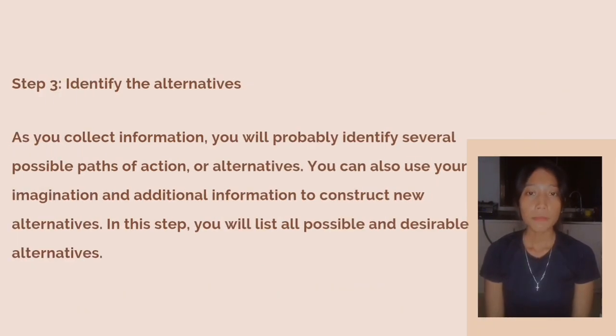So step 3, identifying the alternatives. As you collect information, you will probably identify several possible paths of action or alternatives. You can also use your imagination and additional information to construct new alternatives. In this step, you will list all possible and desirable alternatives.